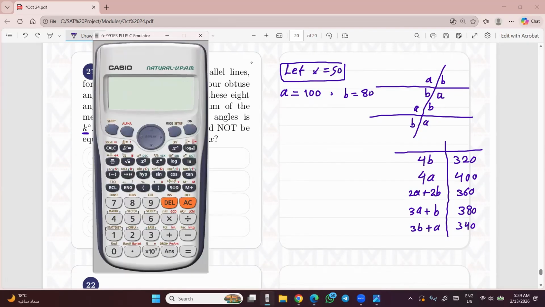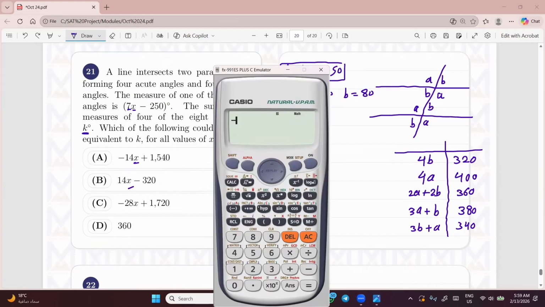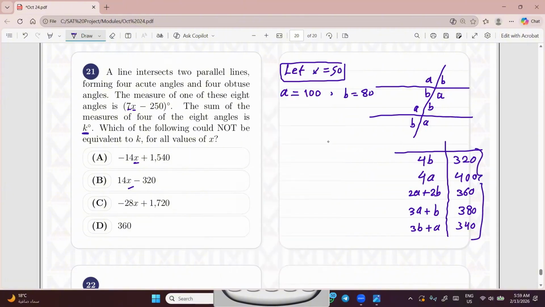Let's calculate all of them here. Negative 14 times 50 instead of x, and then plus 1540. You get the answer 840. Do you have 840 here? No, we do not have it. So this is our answer, because we need to exclude it. It's not correct. We need to find the incorrect one because of the word "not."